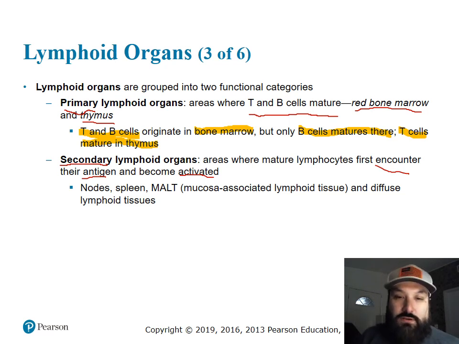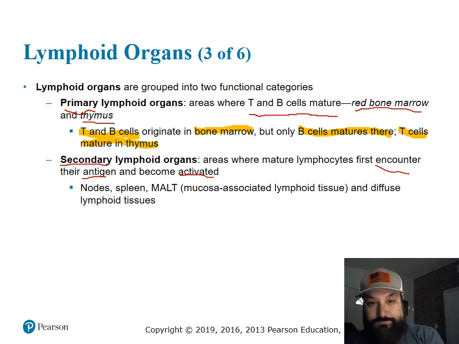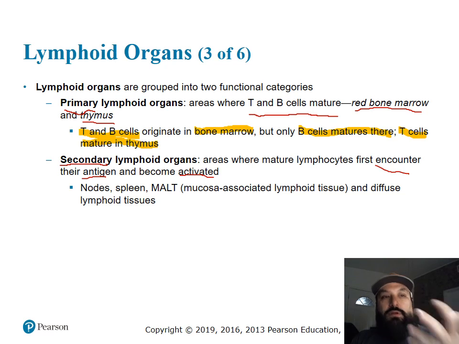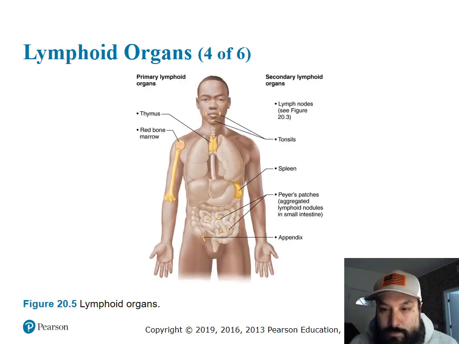Where do you find secondary lymphoid organs? List here for you, right? The lymph nodes are the secondary lymphoid organs. The spleen, what we call MALTs, like malt shake, but MALTs, right? Mucosa-associated lymphoid tissues, which, you know what that stands for. And then what we call diffuse lymphoid tissues, right? Where you find those areas.